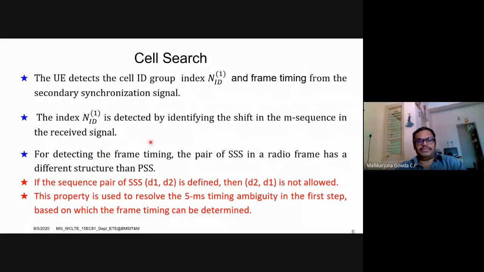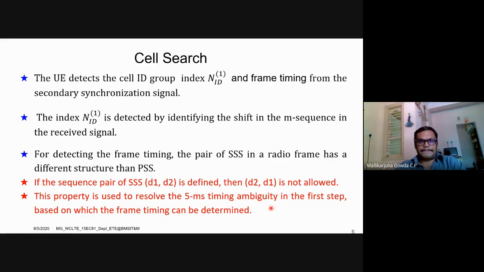And for detecting the frame timing, the pair of secondary synchronization signals in the radio frame has a different structure than the primary synchronization signal. What I mean to say is, if the sequence pair of the secondary synchronization signal is D1, D2, which are defined for 231 bits, then I cannot use this as D2, D1. Because of this property, it will resolve that 5 millisecond timing ambiguity in the first step of detecting the symbol timing. The timing advance and this 5 millisecond timing ambiguity, I will discuss further.